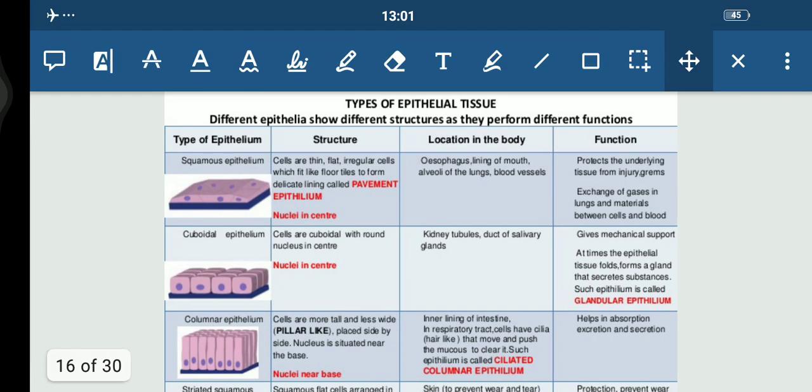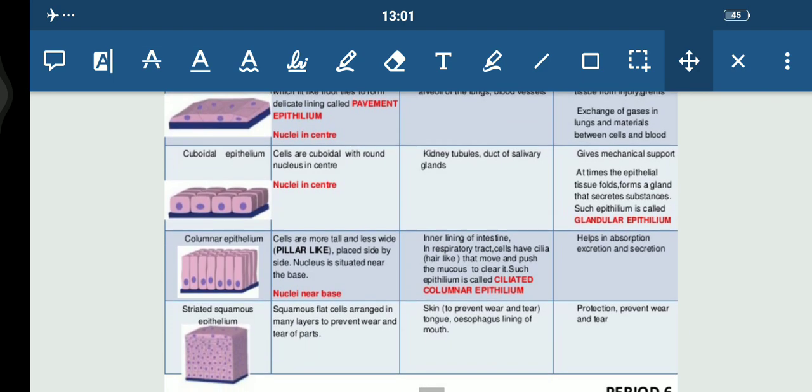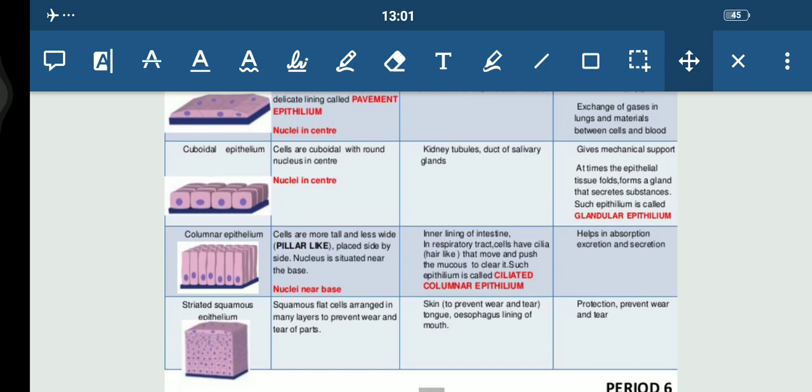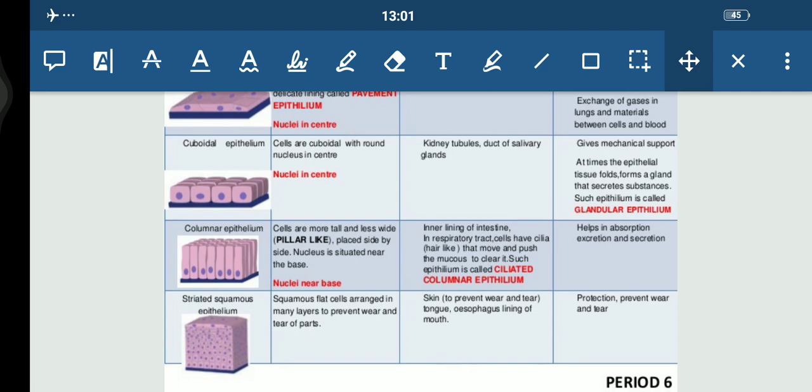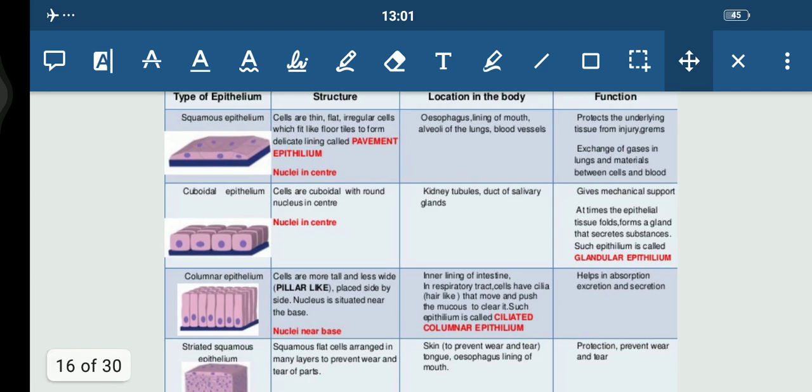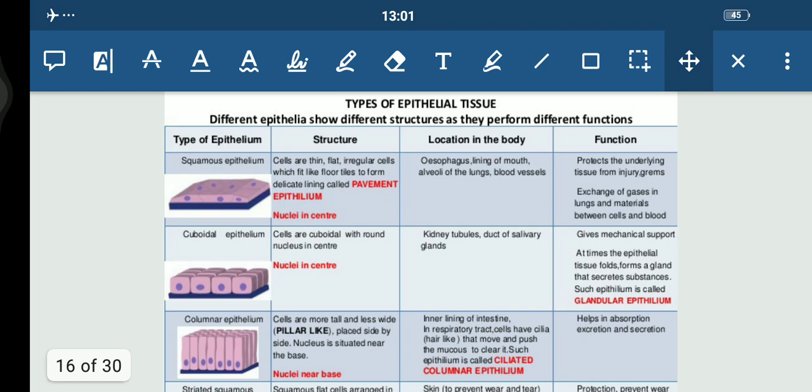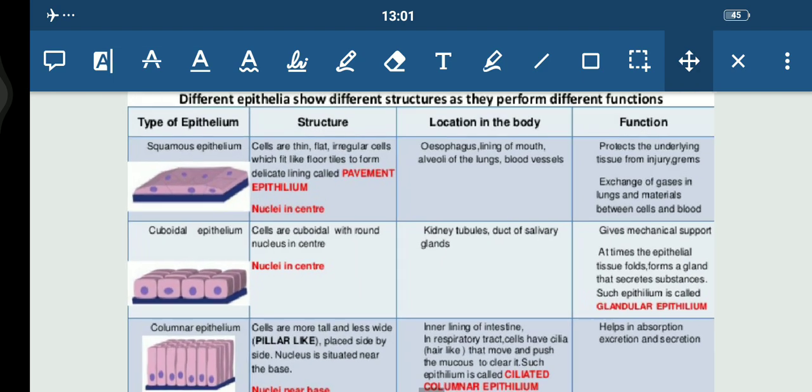Now, students, coming on to the types of epithelial tissue, different epithelia show different structures as they perform different functions. So, we should know exactly what the type of epithelium is. We already know this thing. We have squamous epithelium, cuboidal, columnar, and striated squamous epithelium, right? We'll be studying their structure one by one, their location in our body, and their function. So, it is very, very important.